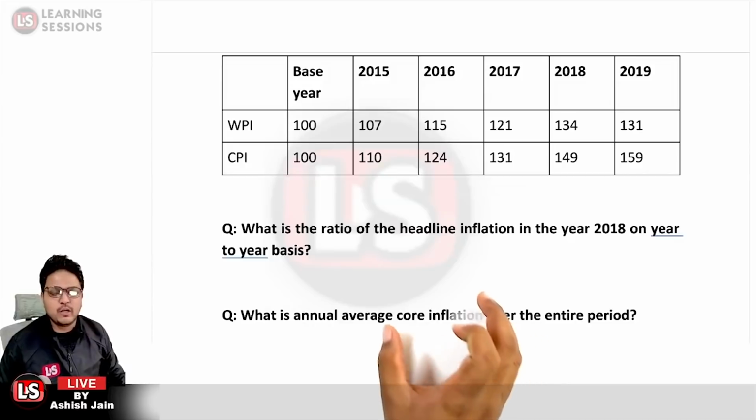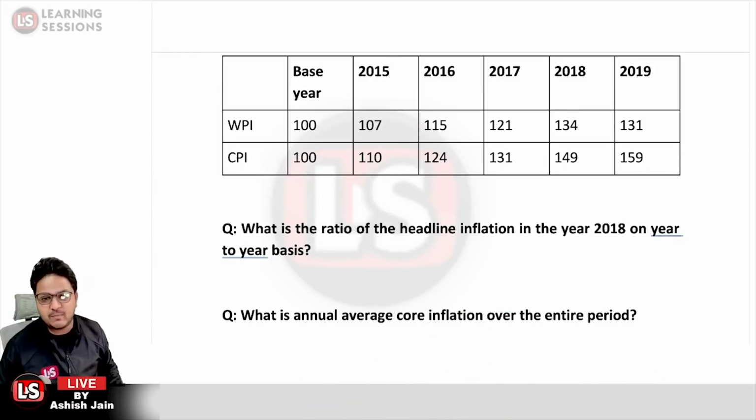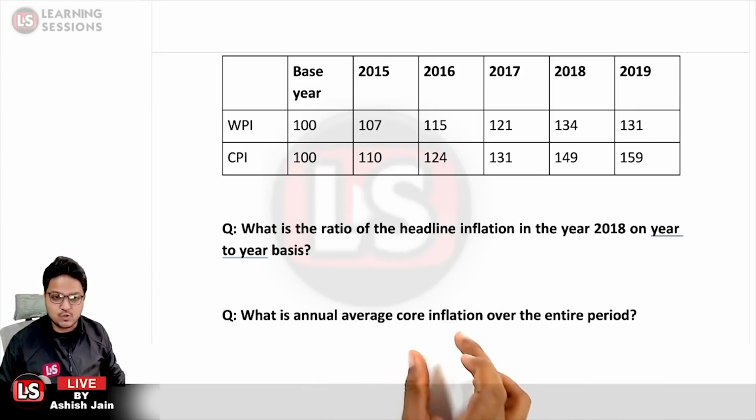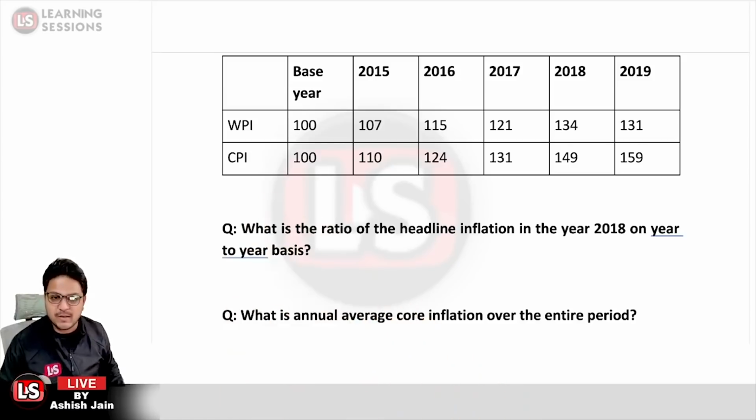In the next question, we need to calculate the annual average core inflation over the entire period. So kindly try to understand this. Over here, we need to calculate the annual average, and what is related to core inflation? Core inflation is related to CPI, that is the consumer price index.